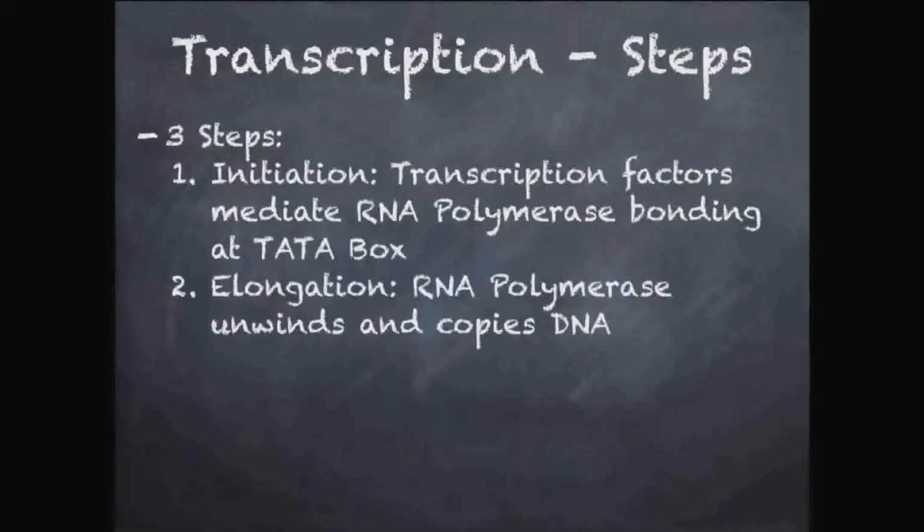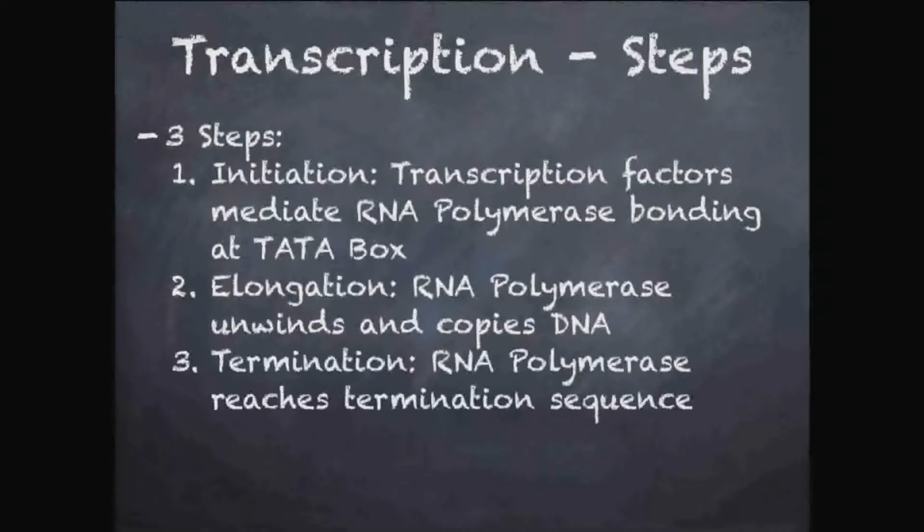Elongation, exactly as it sounds. RNA polymerase unwinds and copies the DNA, copies it into RNA. And then finally we have termination. So the RNA polymerase reaches the end of the hemoglobin gene, or whatever gene it's copying, and there's a very specific sequence of DNA that tells the polymerase, okay, stop. So the polymerase stops, and we get that entire piece of mRNA.